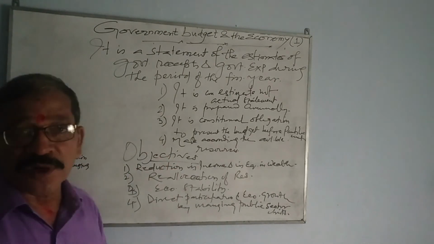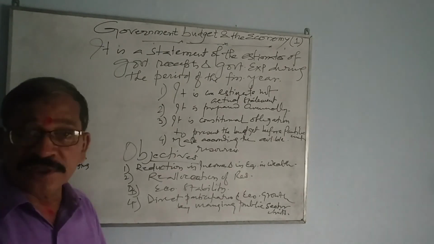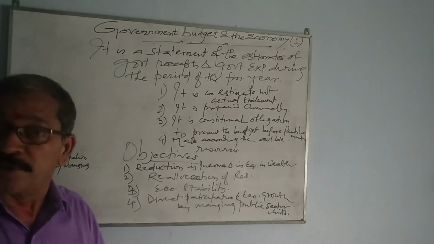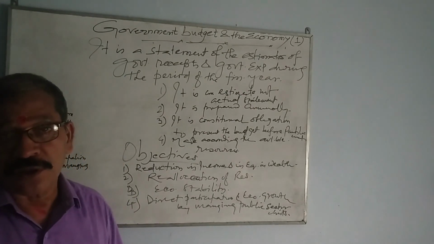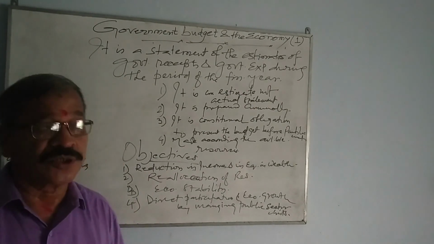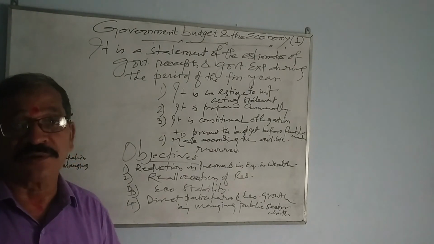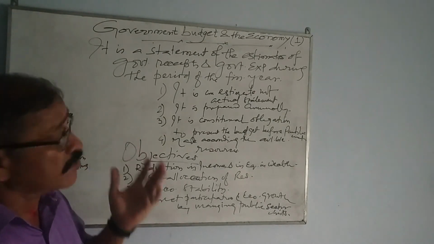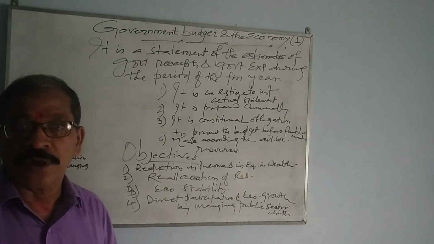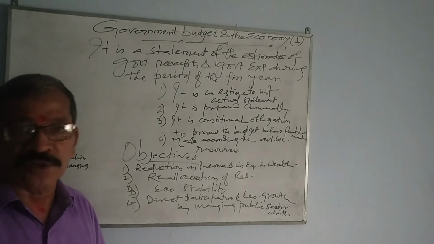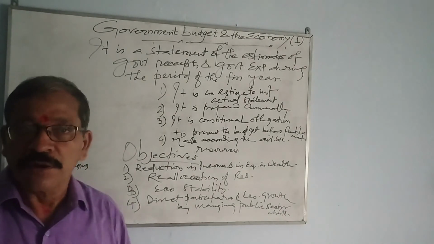So this is the first part, in which we discussed the definition of budget, the features of budget, and the objectives of budget. I hope this explanation will help you a lot and you can understand the basic concepts of the chapter Government Budget and Economy, and it will also help you in the forthcoming topics of the same lesson, which will be there in my subsequent videos.